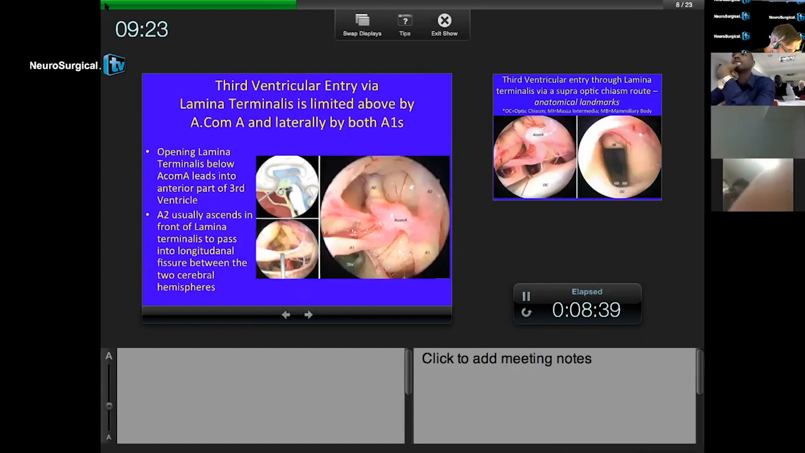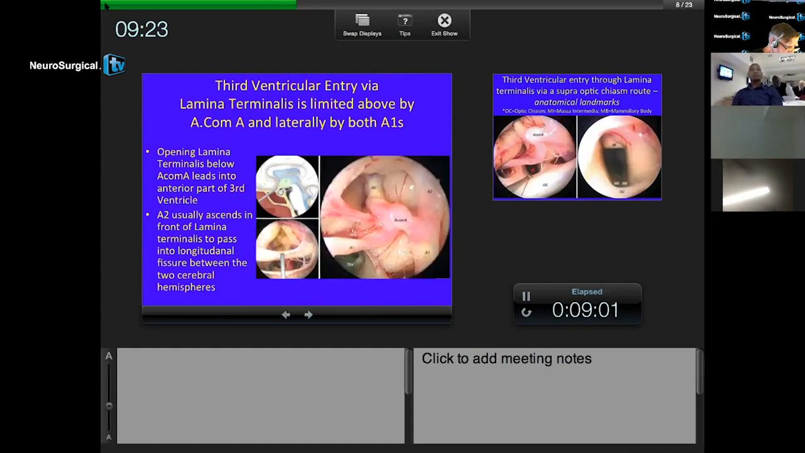So this is a view. And then the third way of getting into the third ventricle is when you're doing skull base surgery and you're coming in from below, and we'll see that anatomy as well. So the earlier one was the anatomy from above. This is the anatomy coming in from in front where the lamina terminalis is.